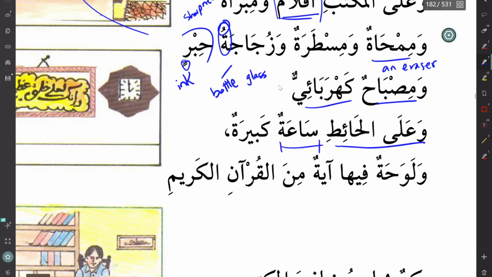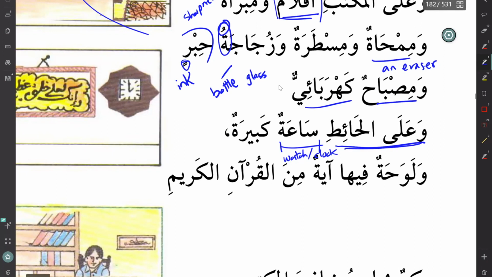So sa'a has many different meanings. Sa'a can mean hour, like 1 hour. Sa'atun means 1 hour. Okay. Daqiqatun means 1 minute. Sa'a can also mean watch or clock. Watch is what you wear on your wrist, and clock is something that obviously you put on the table or on the wall.